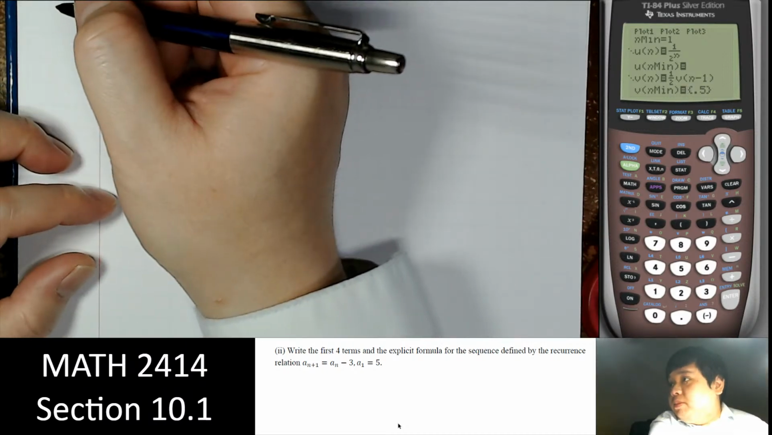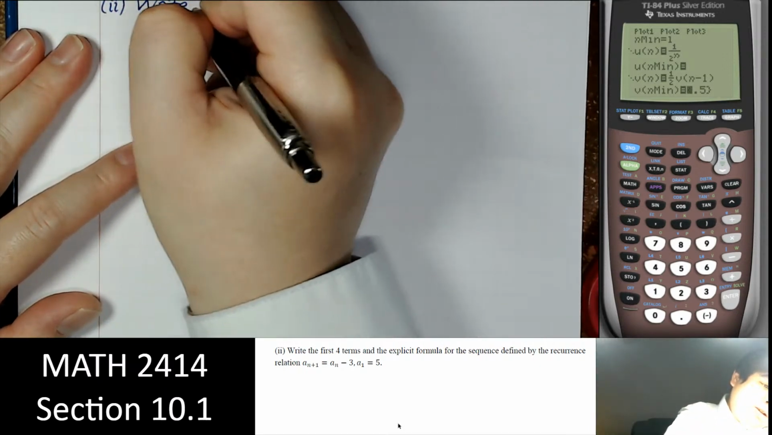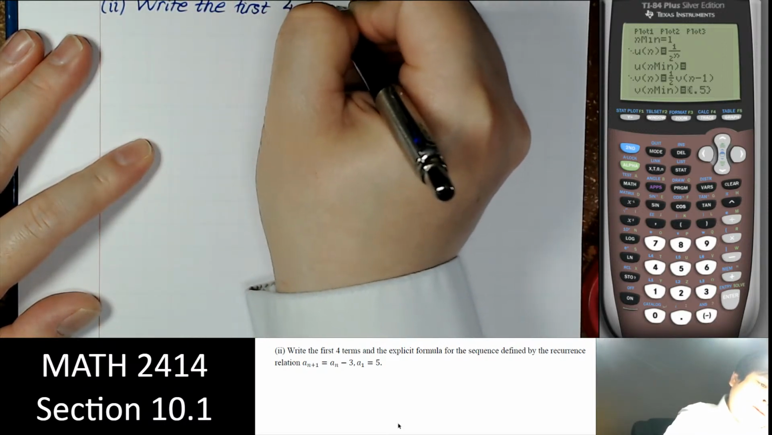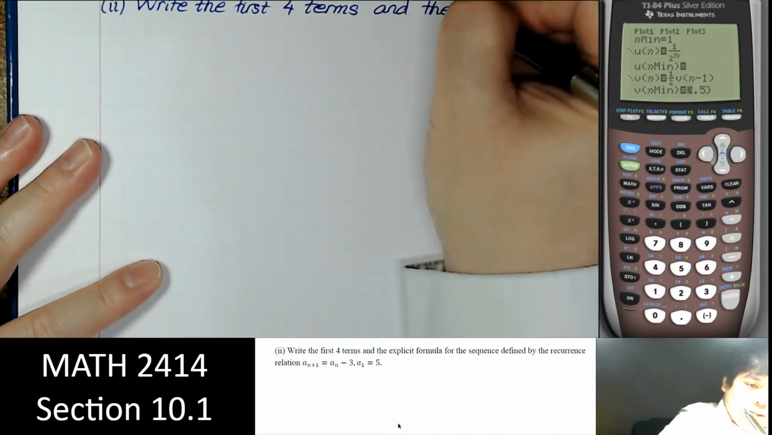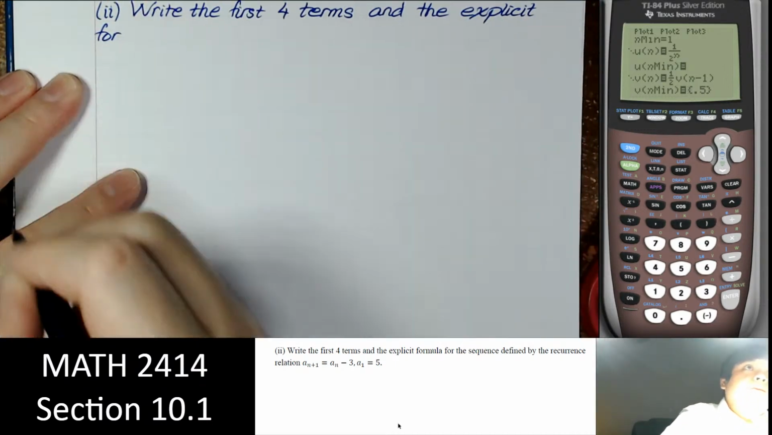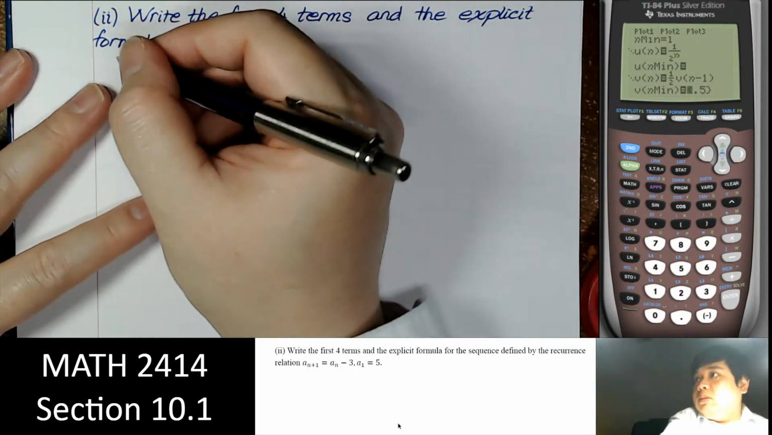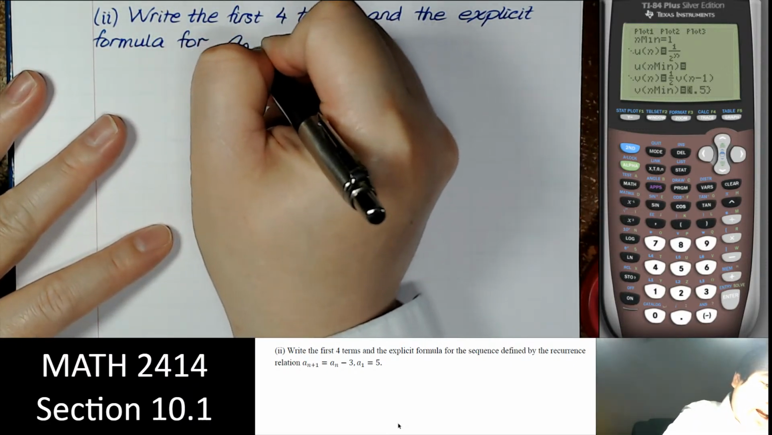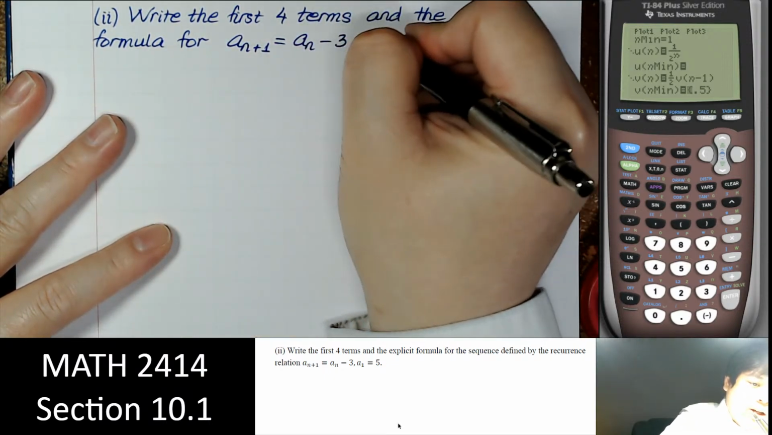Write the first 4 terms and the explicit formula. So we have the recurrence relation a(n+1) equal to a(n) minus 3. And the first term is 5.